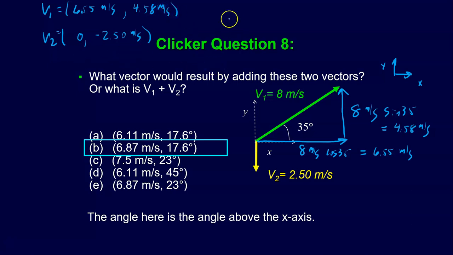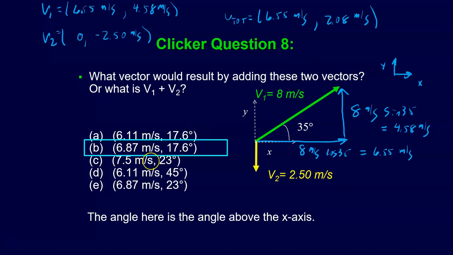Then to get the total, v total, we just add this up. The two x components are 6.55 plus 0, so it ends up with 6.55, and then 4.58 minus 2.5 gives us 2.08 meters per second. Now this is the answer. This is the answer in x-y coordinates.